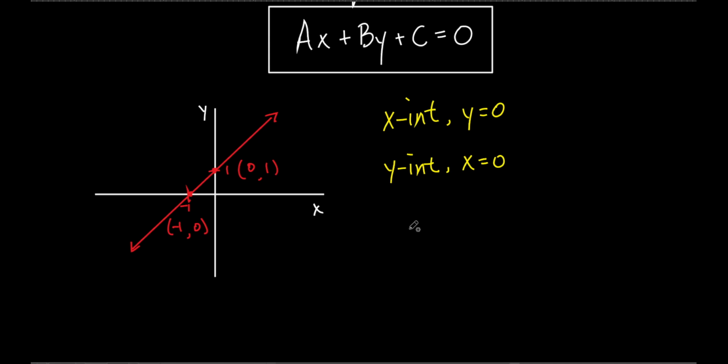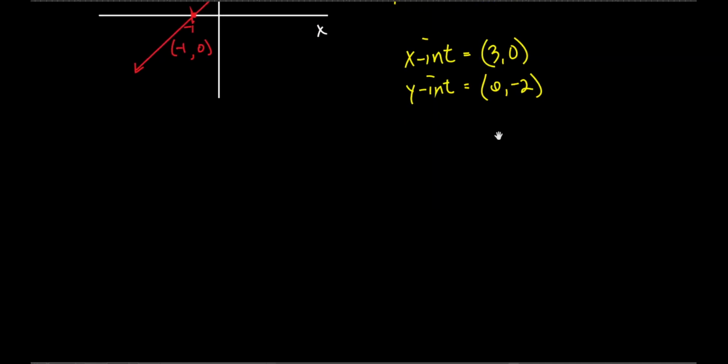So what if they gave it to you? They're not going to give it to you. You're going to have to find it. You're going to have to do a little work to find it. But let's just make it super, super easy. What if I told you that the x-intercept was, I don't know, 3, 0, and I told you that the y-intercept was 0, -2. And I asked you to graph that line.